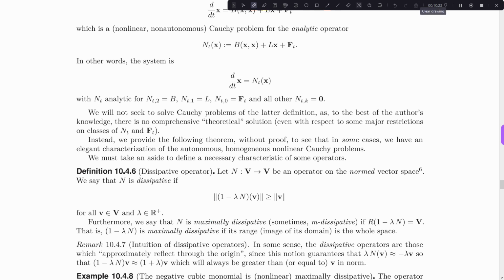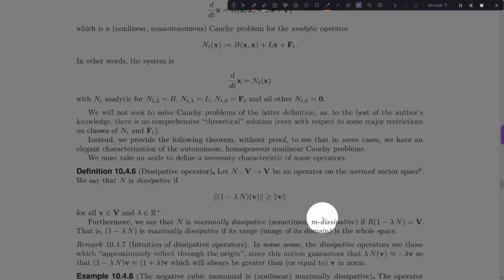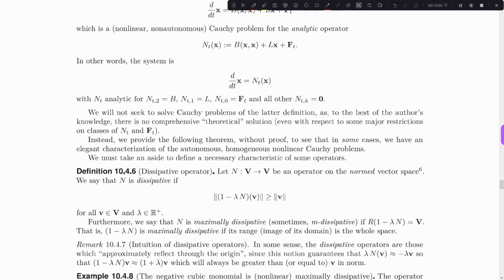We also call it maximally dissipative, sometimes M-dissipative, if the range of that operator on the left is the entire space. So this is basically saying that this specific operator doesn't make anything smaller. And this is only for positive lambdas, by the way. It doesn't make anything smaller for positive lambdas. And even more so if the range of that operator is the whole space, then we call it maximally dissipative.